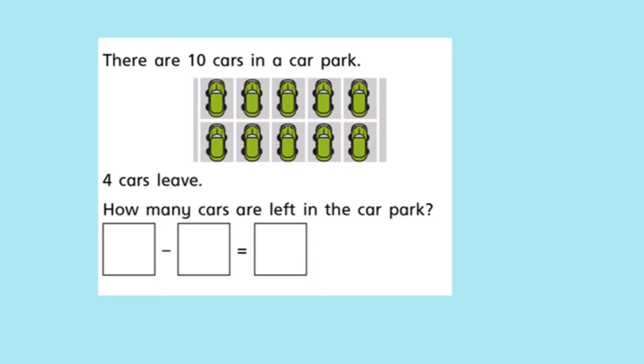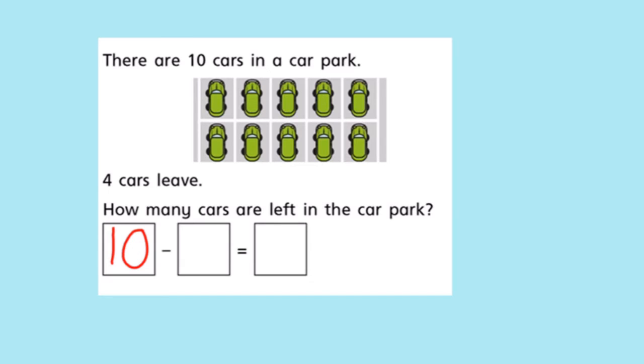Today we are going to be writing those subtraction number sentences using the subtract and the equal symbol with the numbers to represent a picture. But we're going to start off by doing this one where the subtract symbol and the equal symbol are already there, and we're just going to fill in the numbers. There are 10 cars in a car park, so we're starting off with 10, so I can put 10 in the first box.